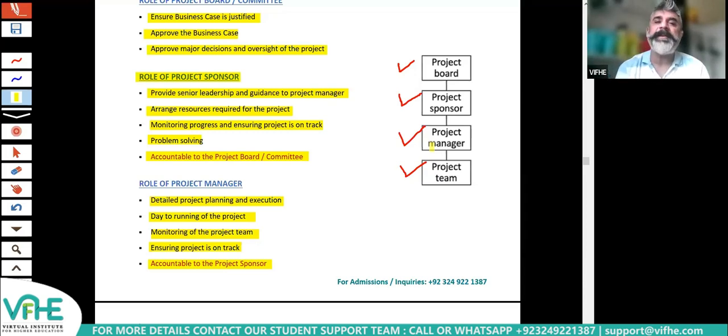And the role of a manager is to do the day-to-day activities like detailed planning, technical work, make sure the team is working, make sure the project is on track. That's it. Please do not overcomplicate this. Just keep this basic concept in your mind.